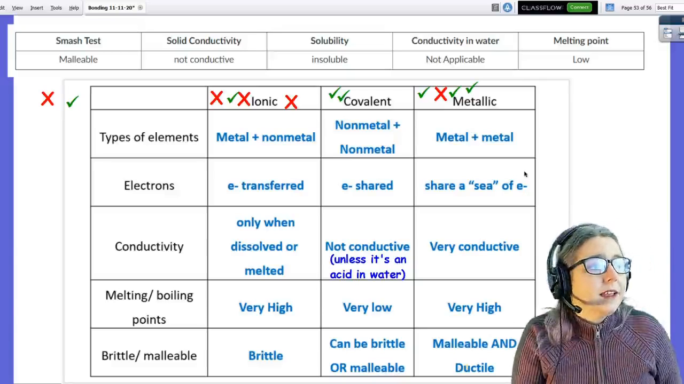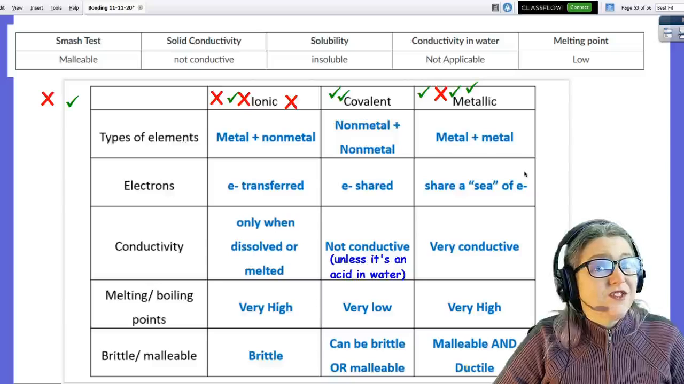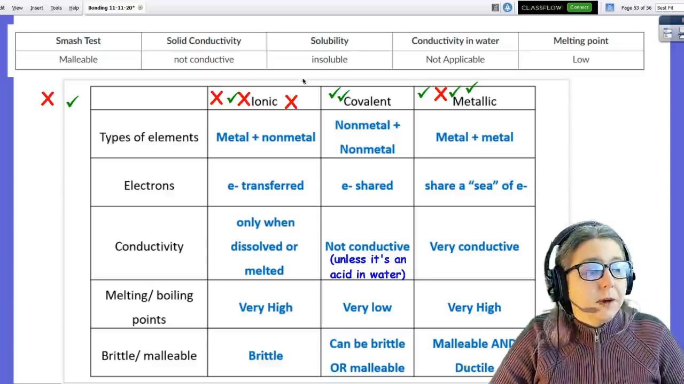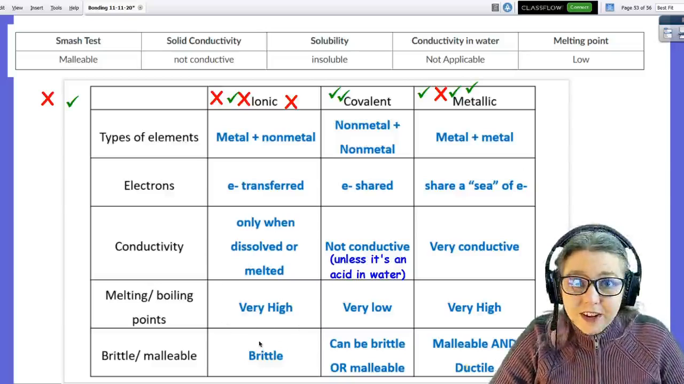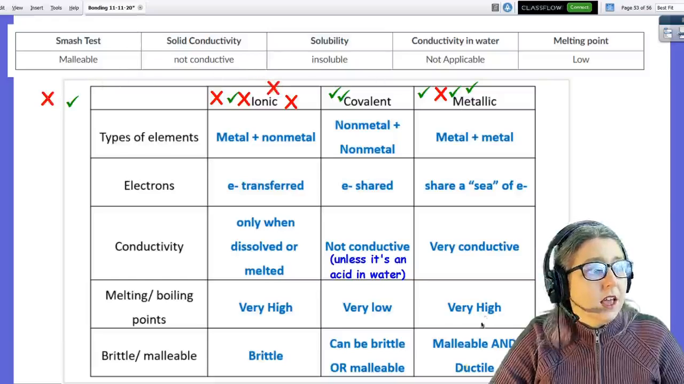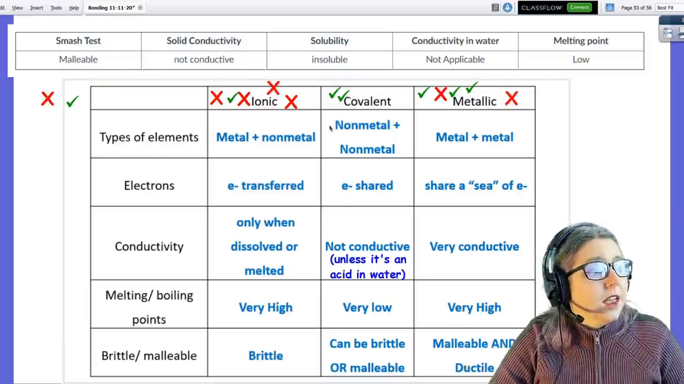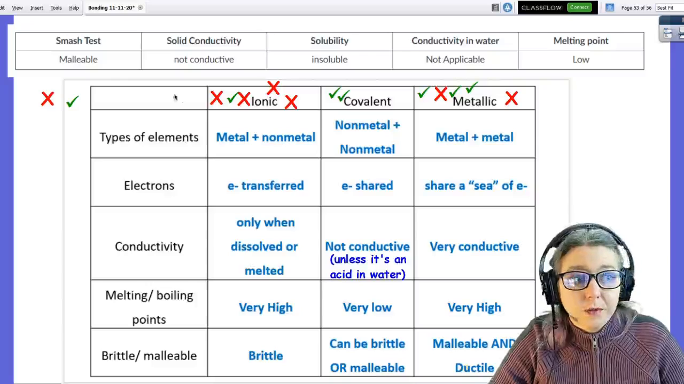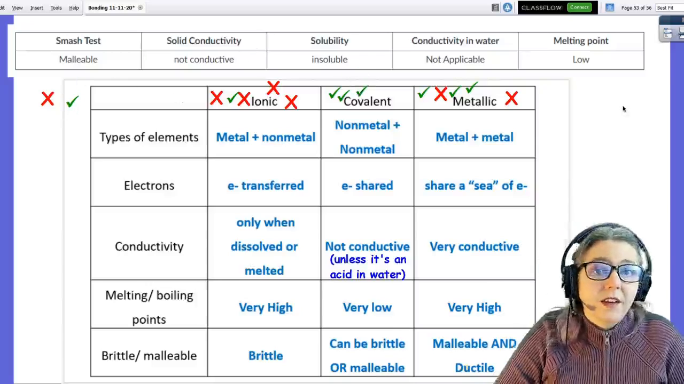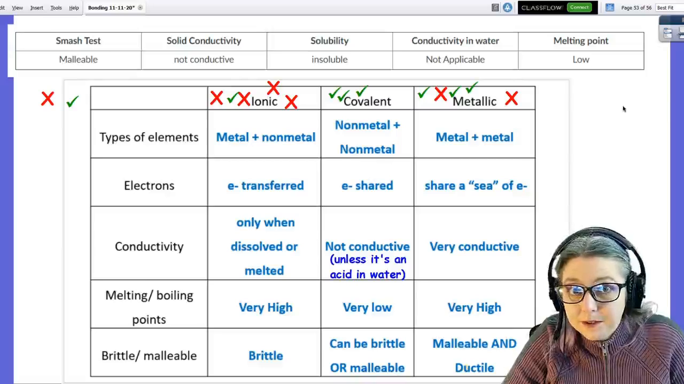And then my last thing is my melting point. My unknown was one of the fastest things to melt on that Bunsen burner flame. My ionic compounds have very high boiling points and melting points, so it couldn't be ionic. And so do my metallic compounds, so that's a point against them. And my covalent compounds have very low melting points, so that's a point towards covalent. So all in all, it looks like my unknown was most likely a covalent compound.